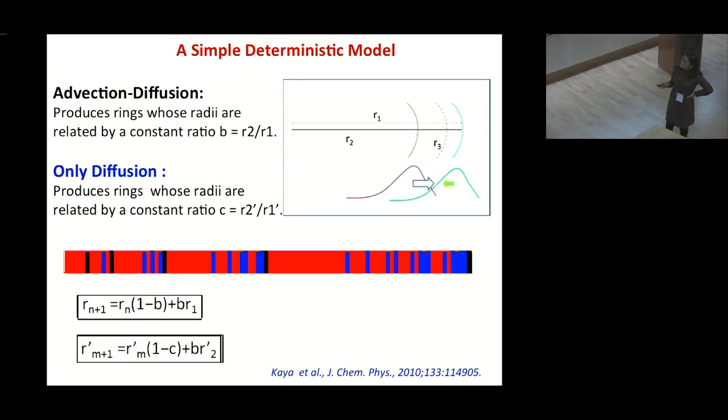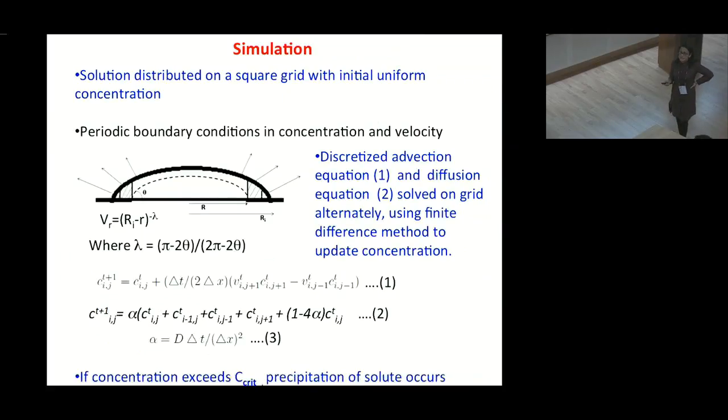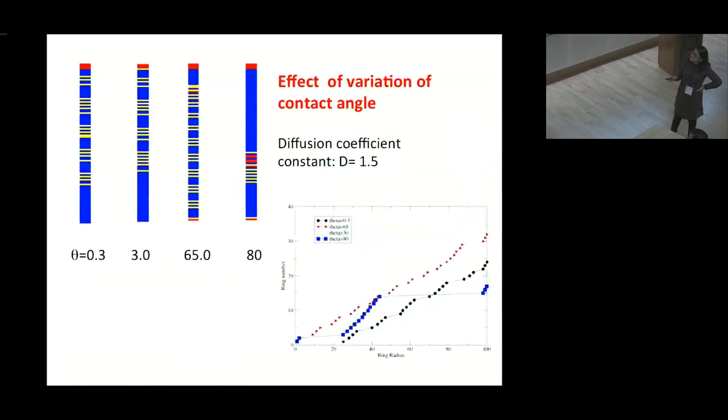So what we did next was we tried to do a stochastic simulation, initially on a rectangular geometry on a square grid where the solution is distributed uniformly. We've applied periodic boundary conditions, and we've discretized the advection and diffusion equations. However, this is an advection equation with not a constant velocity, because ours is not a constant velocity. And precipitation occurs if a critical value is exceeded.